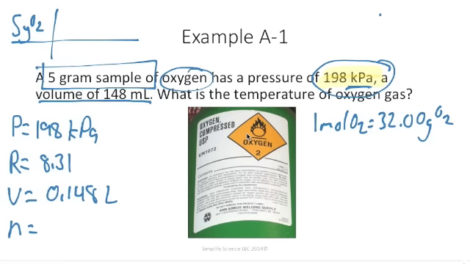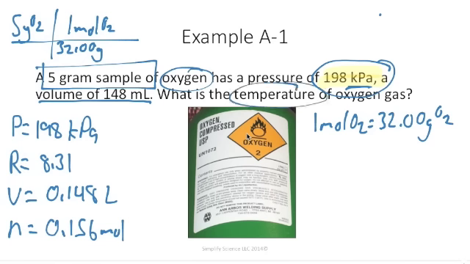1 atom of oxygen is 16, and we have O2, so it's 32. So we put our 32.00 grams, 1 mole of O2 on top. We work that out, and we will get an N value of 0.156, and that would be moles. So there's our given. It says, what is the temperature? So we're looking for temperature. That's our unknown.